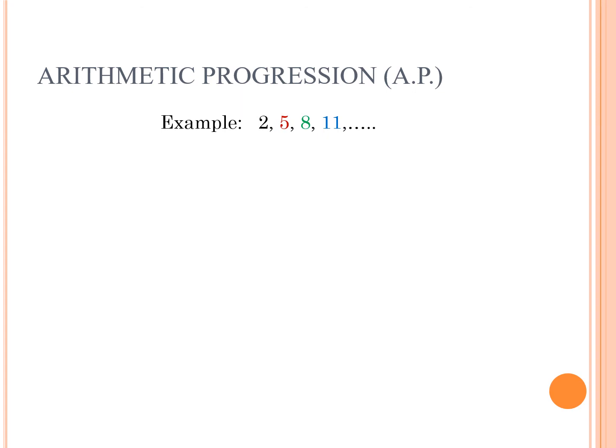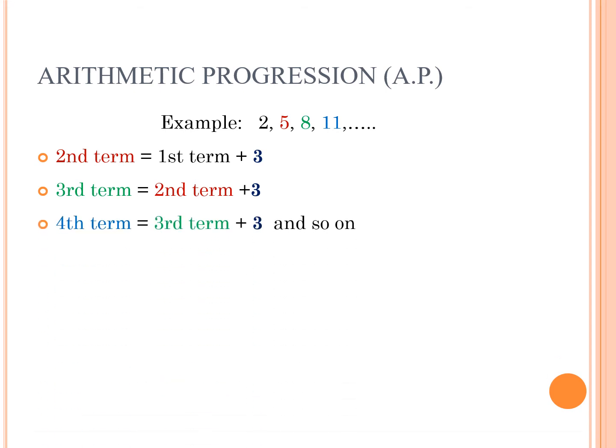Now we shall see an example. How to check whether a sequence is an arithmetic progression. Here, the second term is obtained by adding 3 to the first term. The third term is again obtained by adding 3 to the second term. The fourth term is obtained by adding 3 to the third term, and so on. So, this is an arithmetic progression.